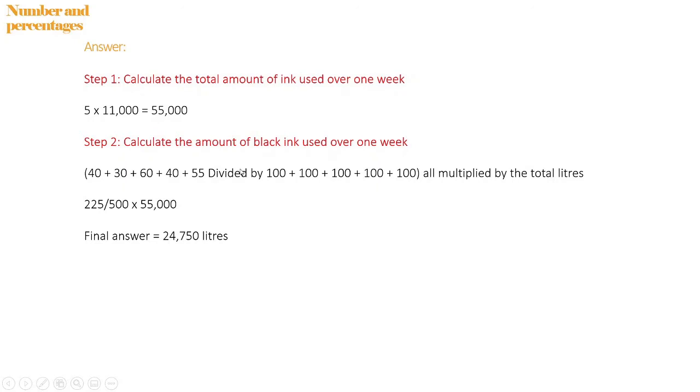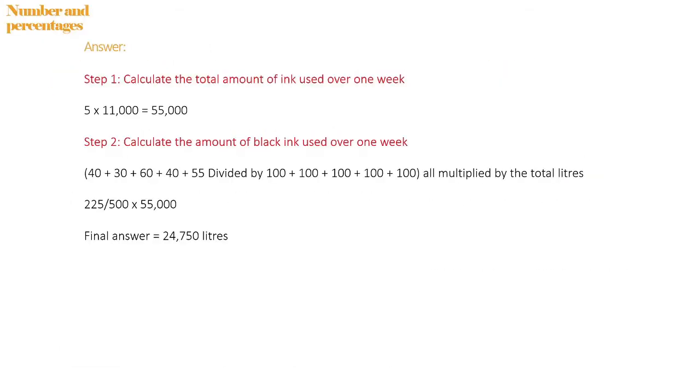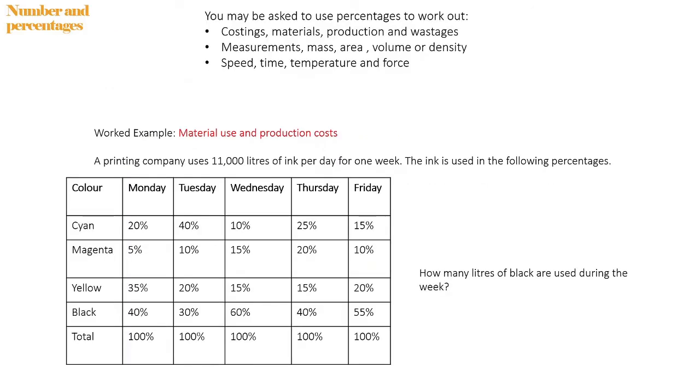Now obviously what you could do as well, we could change the amount of litres used per day as well. So we could say, for example, 15 litres. So then what you do is obviously you go back to the original step. So 5 days, and we turned up by 15,000 as opposed to 11,000. So there's loads of variables that you can do.